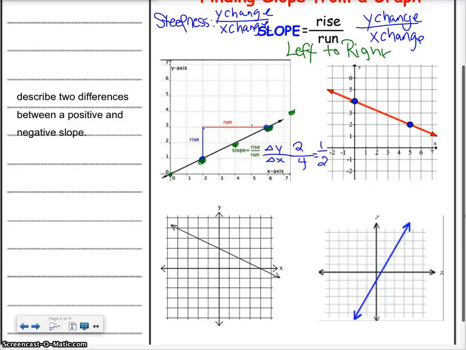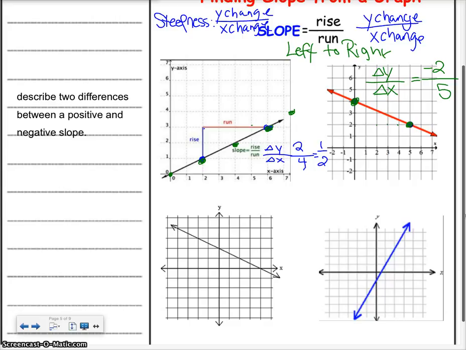Okay, the next one, again, you start at the left point. So my left point is this one right here, and I need to get to my next point. So you do y first. How did my y change over how did my x change? My y changed by going down 1, 2, down 2, over 1, 2, 3, 4, and 5. Down 2, over 5.